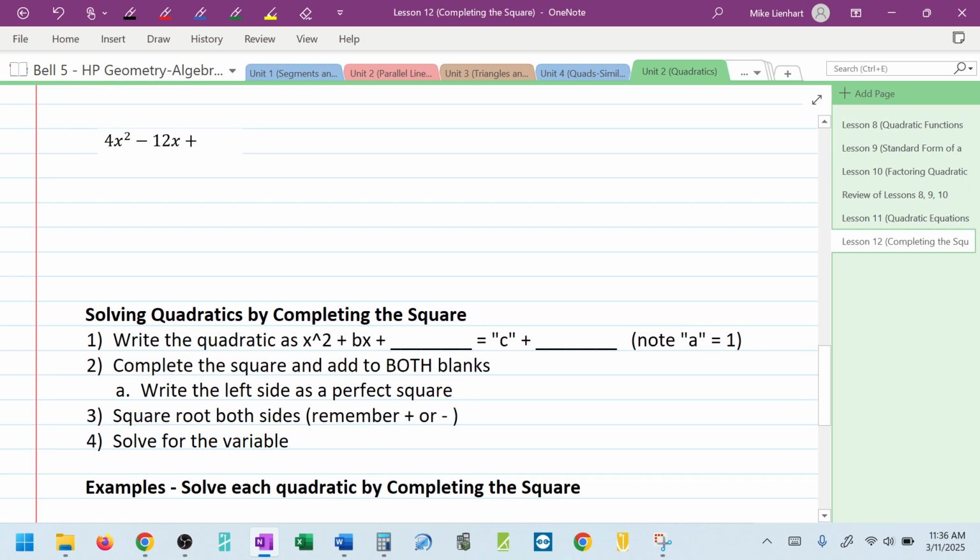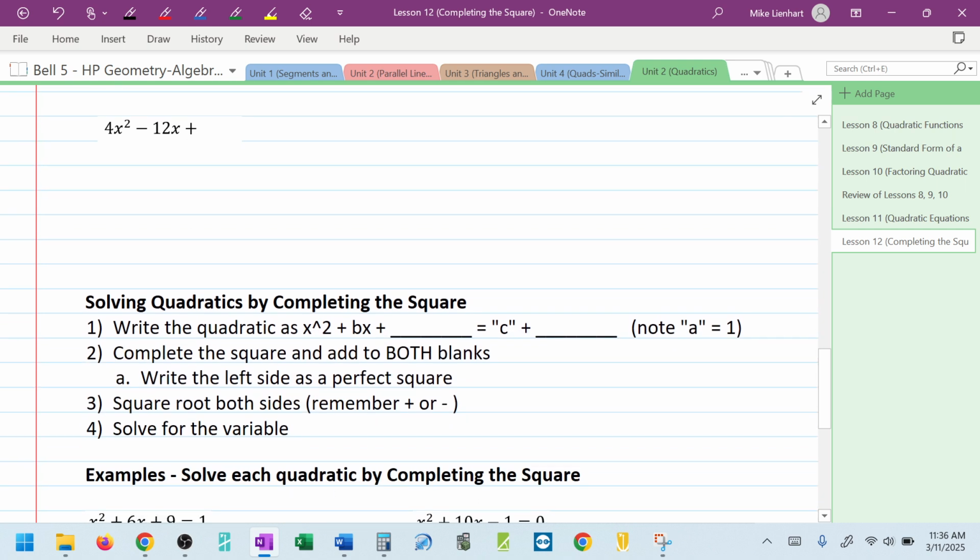Okay? What if we get one where we don't have an a value of 1? Well, now we've got to play around with this a little bit. All right, first thing is I can't complete the square unless a is 1. So what am I going to do? I'm going to divide everybody by 4. That leaves me with x squared minus 3x plus blank. All right, so let's think here though. If I divide it by 4, when I complete the square, am I going to need to put that back in? I don't know. We'll have to see.